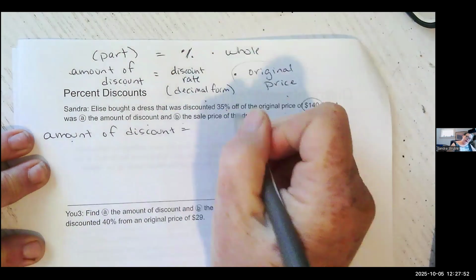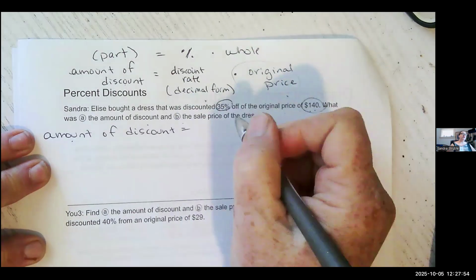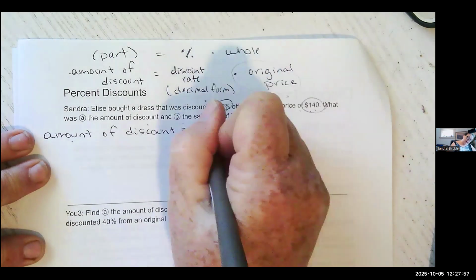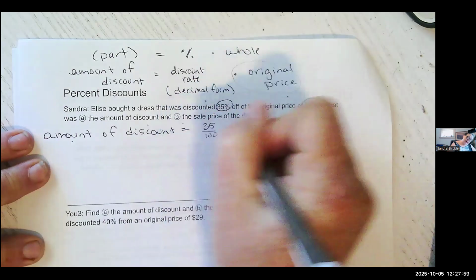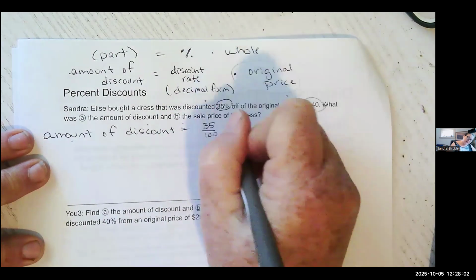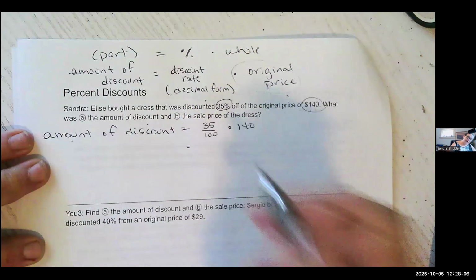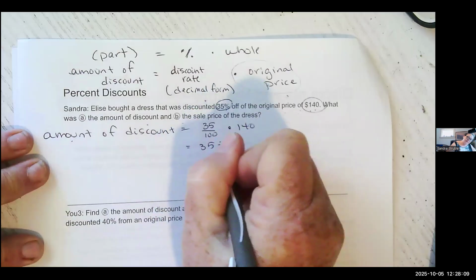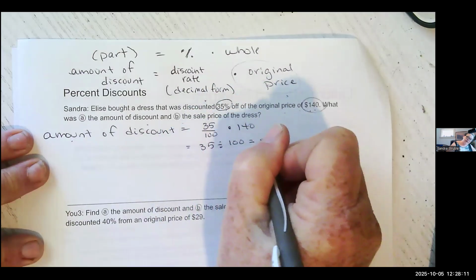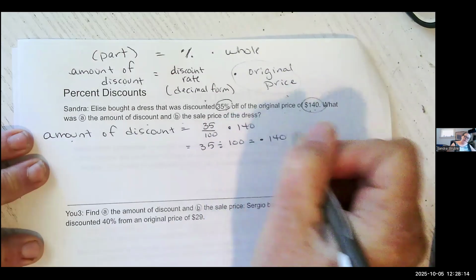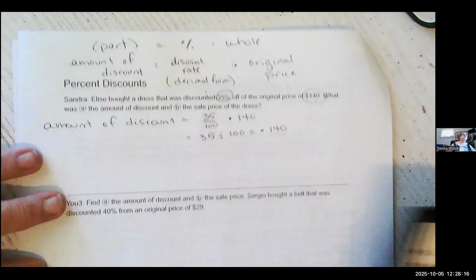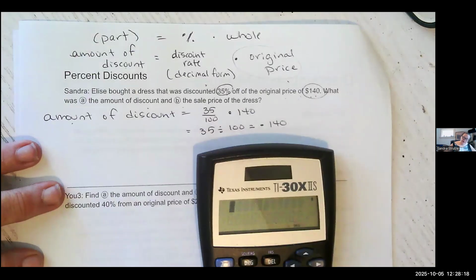And that's equal to the discount rate, 35. We have to change that to a decimal, so 35 divided by 100. I'm going to write the step down and then I'll use my calculator, times the original price of $140. Now to put this in your calculator, you're going to go 35 divided by 100 equals, and then times 140, or multiplication, however you want to write the multiplication sign. So in your calculator, 35 divided by 100 changes your percent to a decimal, and then times 140 to find out what that part is.